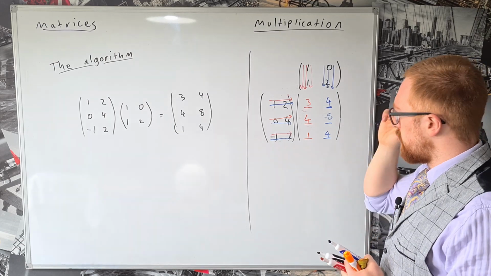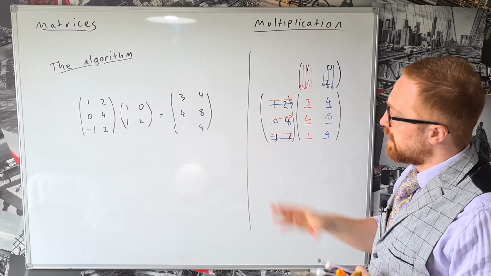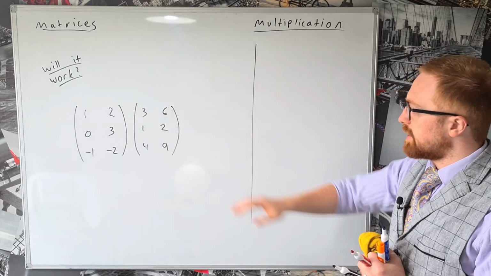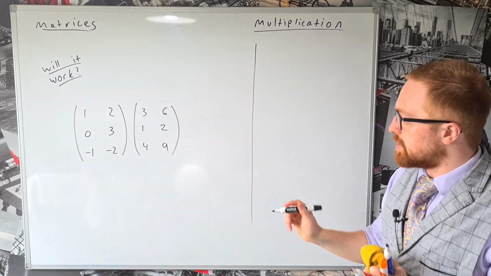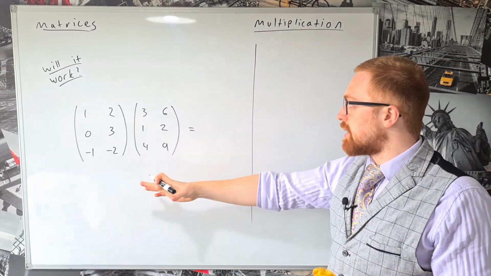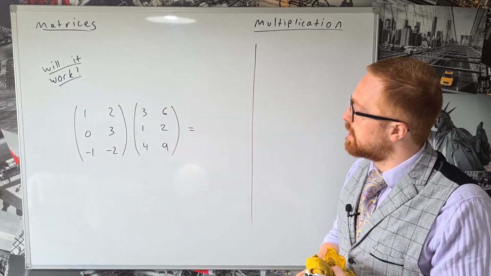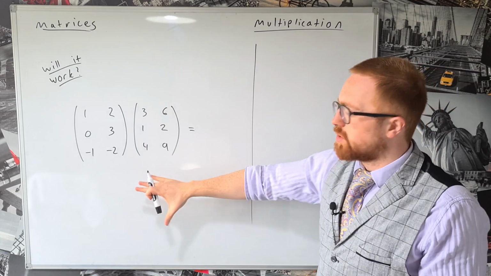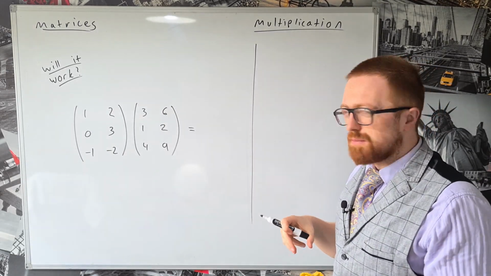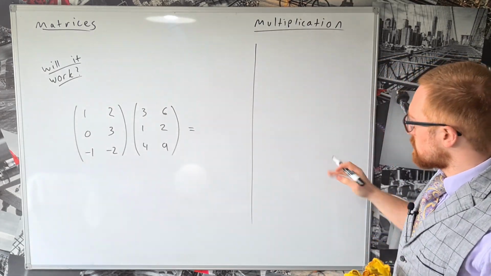So let's have a quick look at when this method maybe breaks down and when multiplication isn't defined for two matrices. Okay, so let's have a look at this multiplication here. We've got two matrices, they're both the same size, which might trick us into thinking that we can actually multiply these. But when we try and multiply these and look at the algorithm that we came up with before, we'll come a little bit unstuck. We'll notice that something's not quite right.